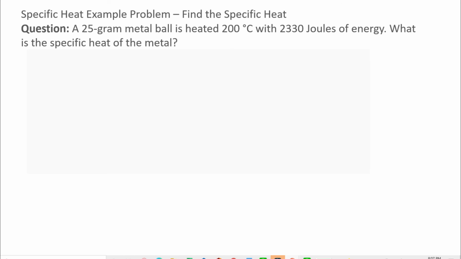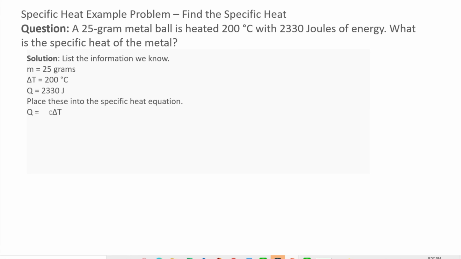You have a 25 gram metal ball. It's heated 200 degrees Celsius with 2,330 joules of energy. What is the specific heat of the metal? What do we know? Mass is 25 grams. Delta T is 200 because it's heated 200 degrees Celsius. And Q equals 2,330. What's missing? c is missing, so we solve for c. Q equals mc delta T. What's missing? The c. So now we solve for c, and it becomes a math problem.